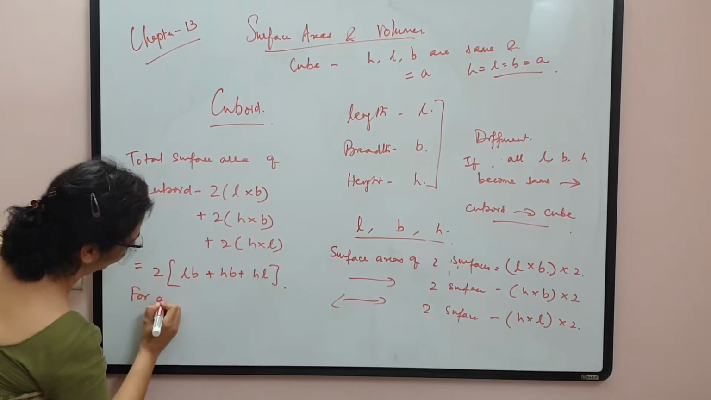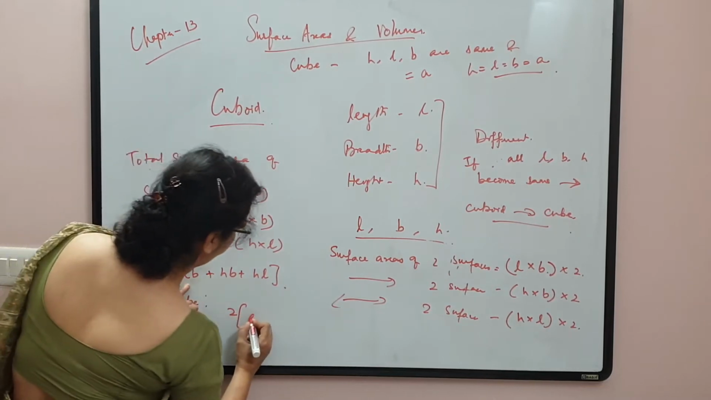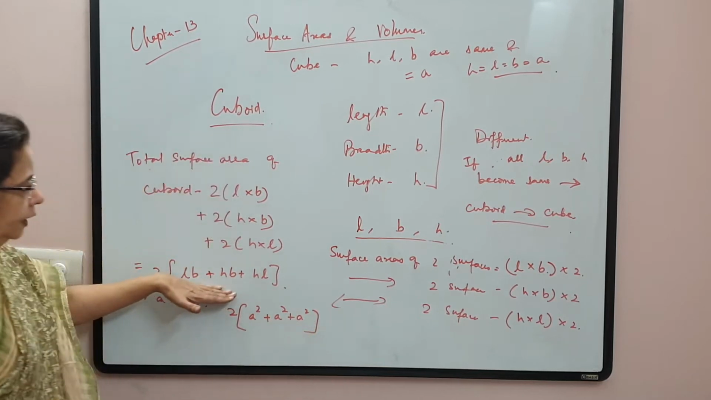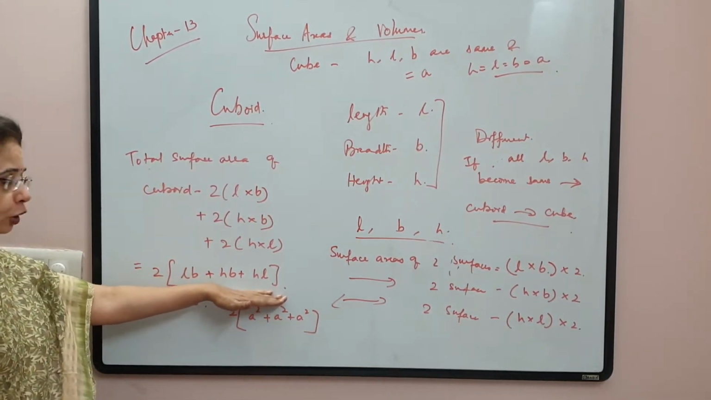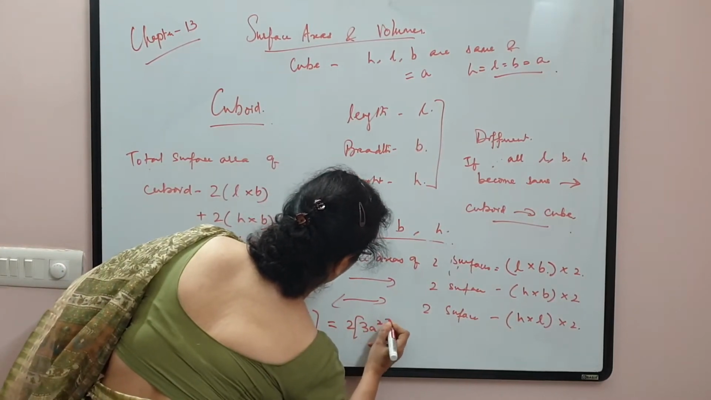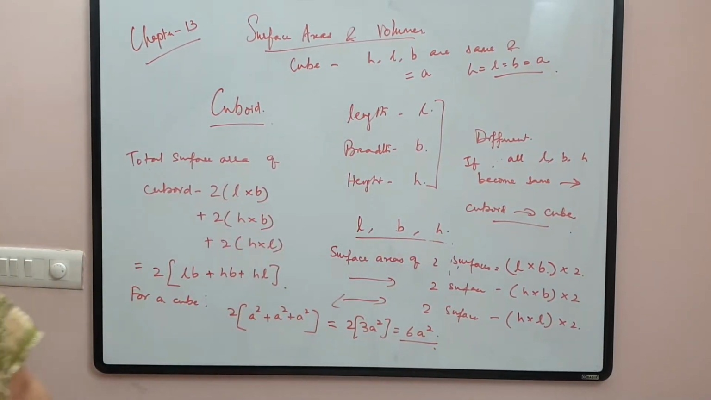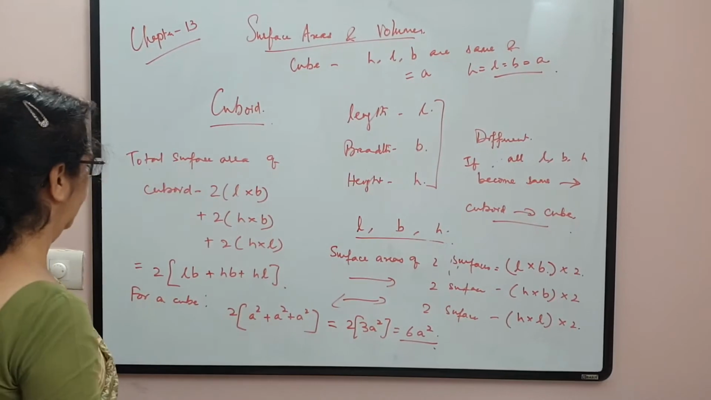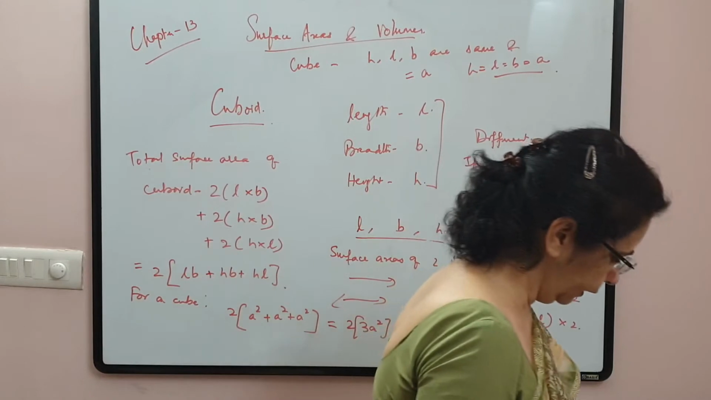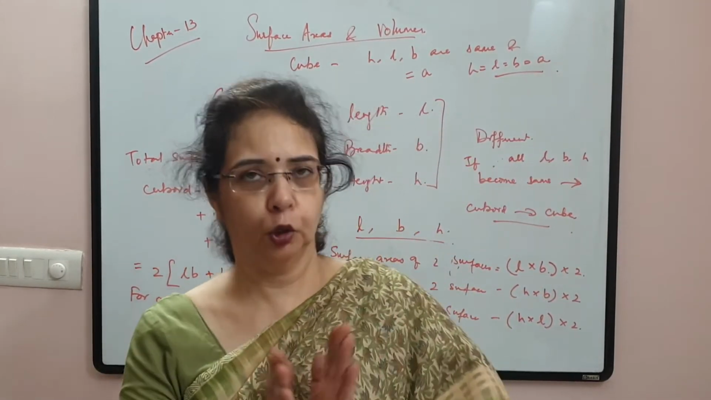So for a cube, what will happen, children? This formula will become, LB will become A square plus A square plus A square. All these will take the dimension of A square. This will become what, children? 2 into 3A square, and this becomes 6A square. So the surface area of a cube becomes 6A square, and that of a cuboid is this, right? So children, with this we have understood the basic concept of a cuboid.